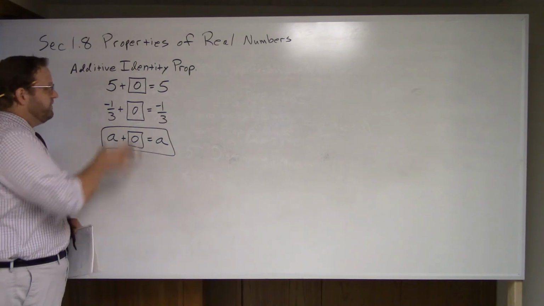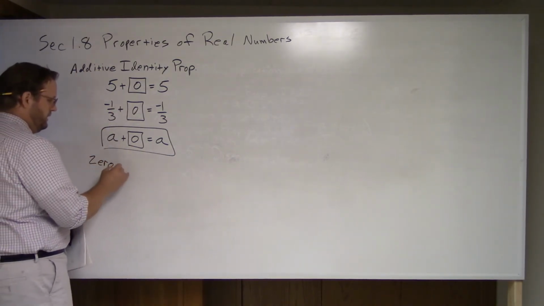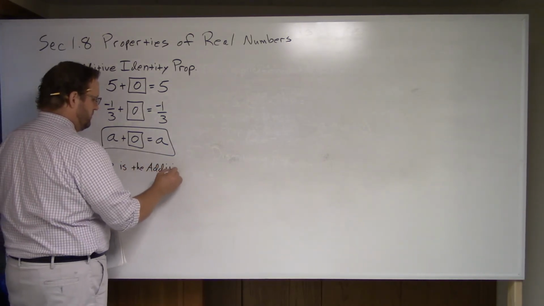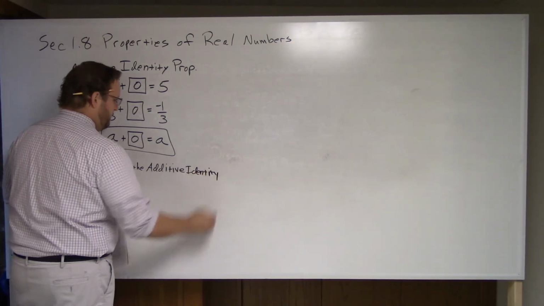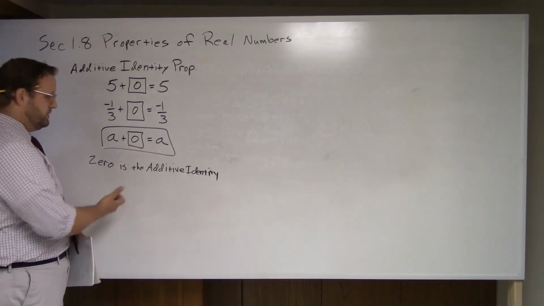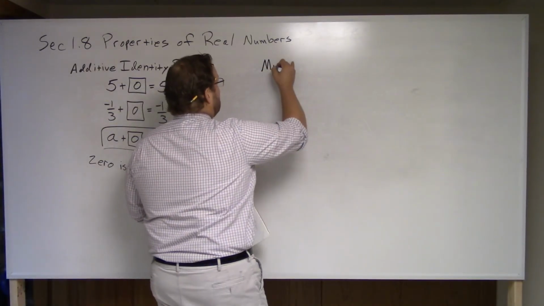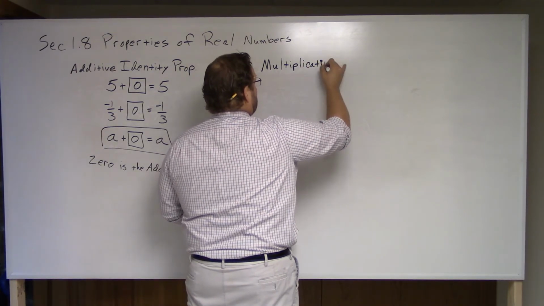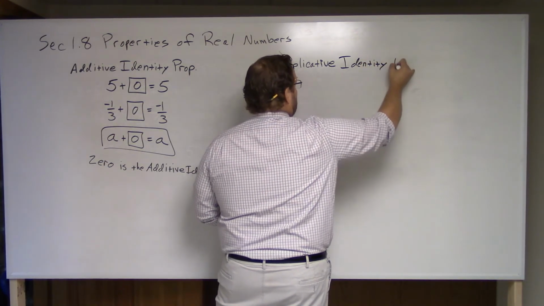Okay? Another phrase that I want you to take out of this is 0 is the additive identity. Okay, so if I ever ask you or someone asks you, what is the additive identity? 0. Okay? Next one. Let's go to the multiplicative identity property.